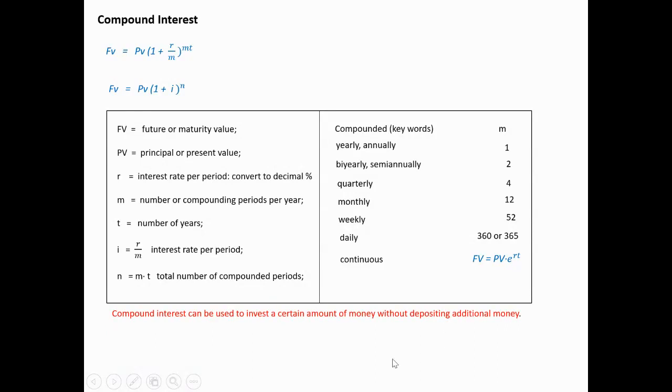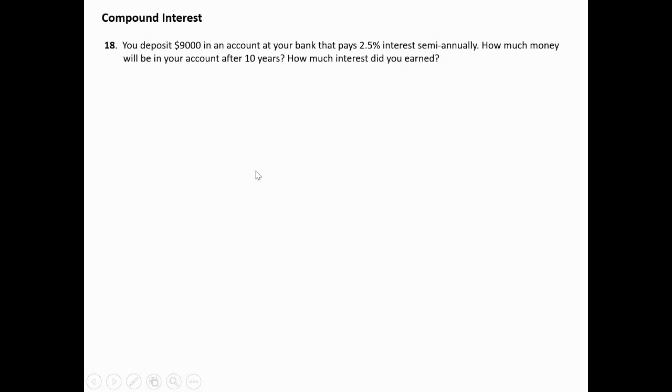Okay, now, compound interest can be used to invest a certain amount of money without depositing additional money. So let's do an example here. Say this is number 18. You deposit $9,000 in an account at your bank that pays 2.5% interest semi-annually. How much money will be in your account after 10 years? And how much interest did you earn?